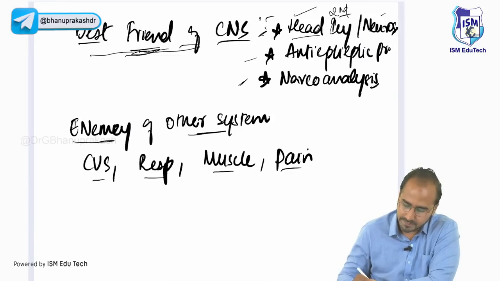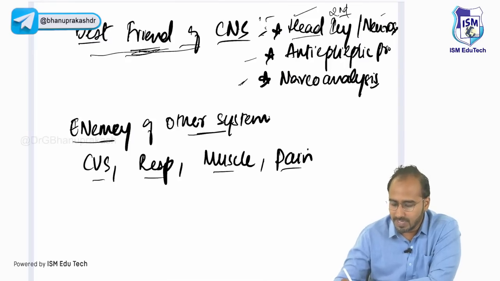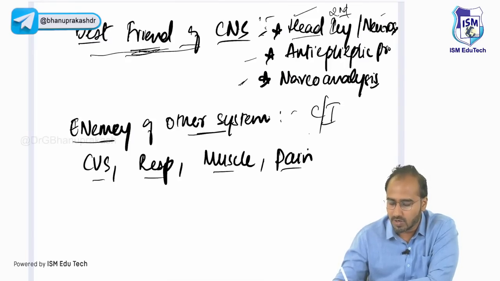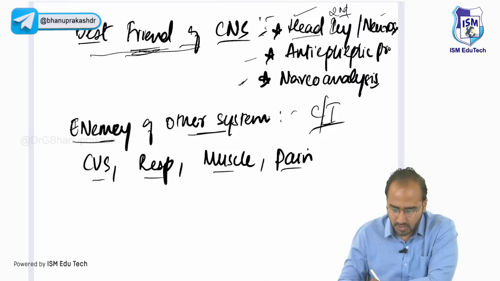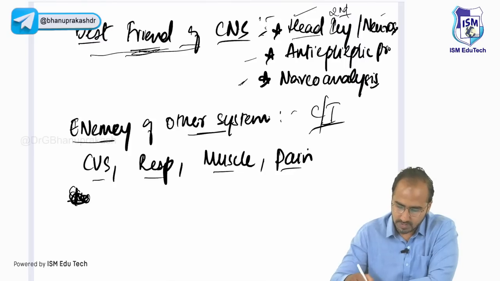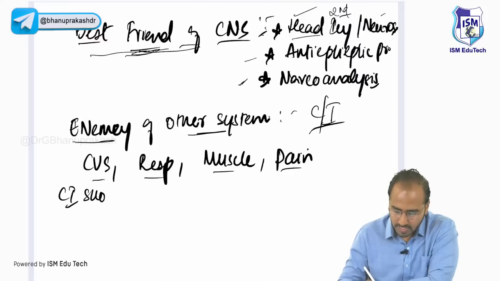Now guys, just look over here. Enemy of other systems means what? Enemy means the contraindications will come. It is the enemy of CVS. Sodium thiopentone is an enemy of CVS. That means what, guys? It is contraindicated in shock. Apart from shock, it is also contraindicated in heart disease. Very good.